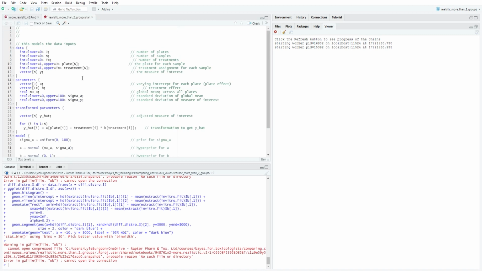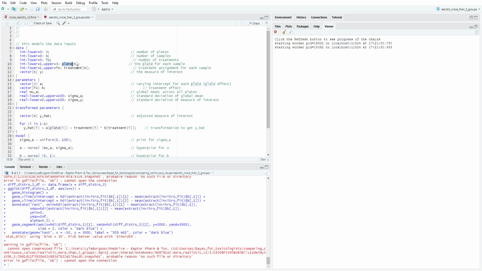So the way that this is going to work when we actually run this data through, here's our data block. We need to specify a lot of stuff. There's a lot of input parameters coming in to Stan, right? We have to tell it the number of plates, that's J. We have to tell it the number of samples, that's N. And we have to tell it the number of treatment groups, that's TX. Now keep in mind, vehicle is a treatment group as well. So we've got 0, 1 micromolar, 10 micromolar, and then 100 micromolar. That's a total of 4 treatment groups.